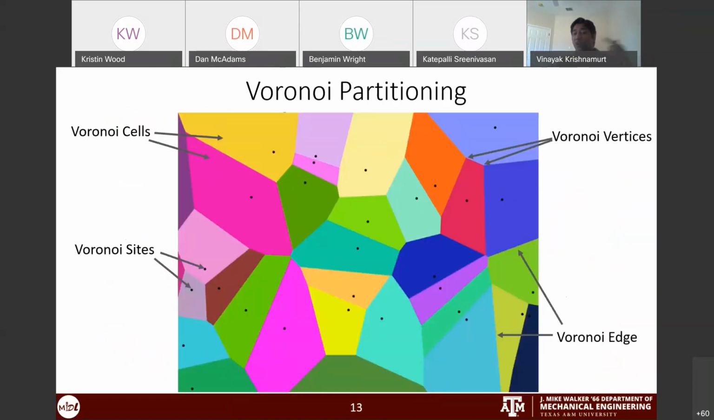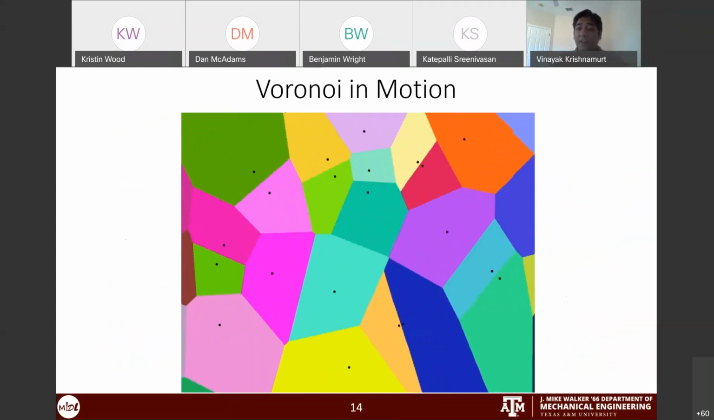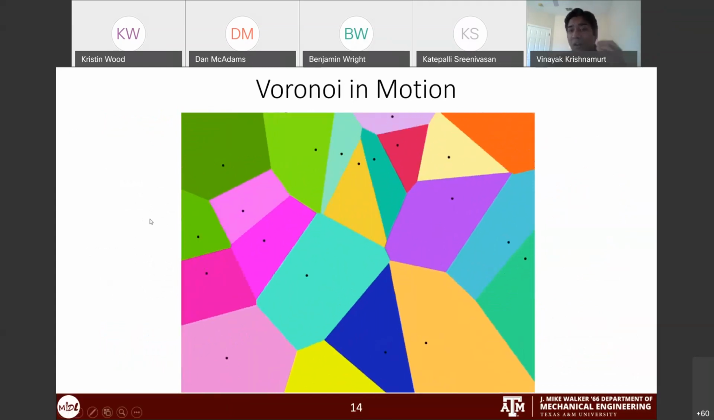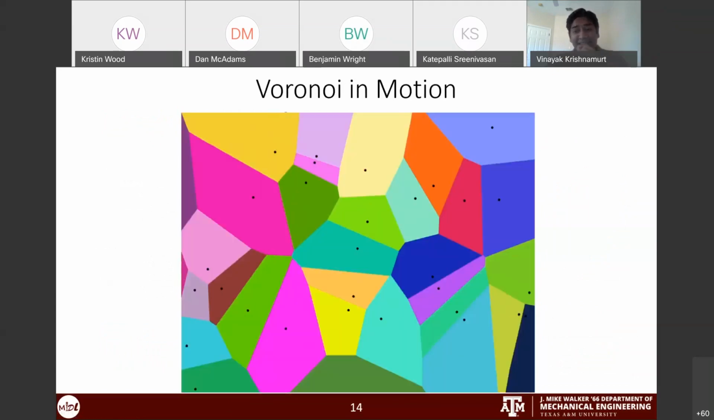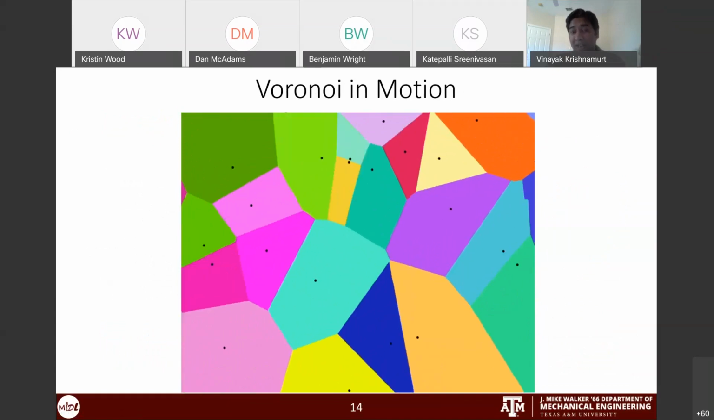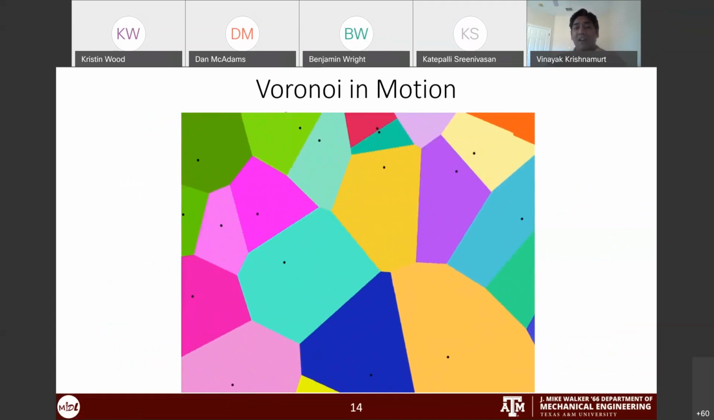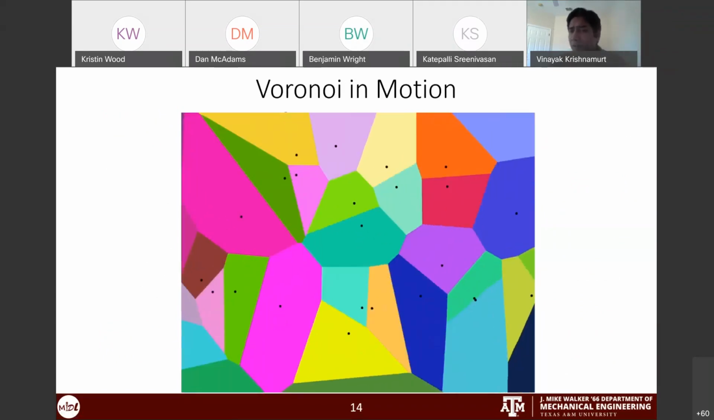Okay, so let's go back to our image and look at what will happen if I move these sites. Okay, so let's run a video. So all these sites are moving together. Now you will notice that the topology of the cells of this partition is changing. And if you remember, this is the kind of stuff that was happening in the scutoid also, right? So edges are collapsing, vertices are expanding at different locations according to the motion.